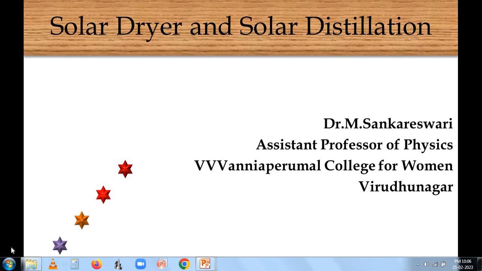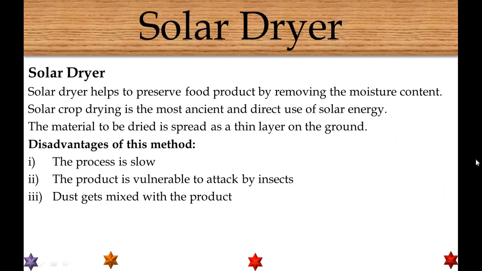So now I am going to explain about solar dryer and solar distillation. First let me explain what is solar dryer. Solar dryer helps to preserve food product by removing the moisture content. Solar crop drying is the most ancient and direct use of solar energy.